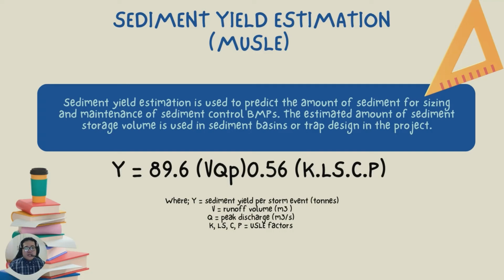So the next subtopic is the sediment yield estimation, MUSLE. Sediment yield estimation is used to predict the amount of sediment for sizing and maintenance of sediment control BMPs. The estimated amount of sediment storage volume is used in sediment basin or trap design in the project. So this is the formula.